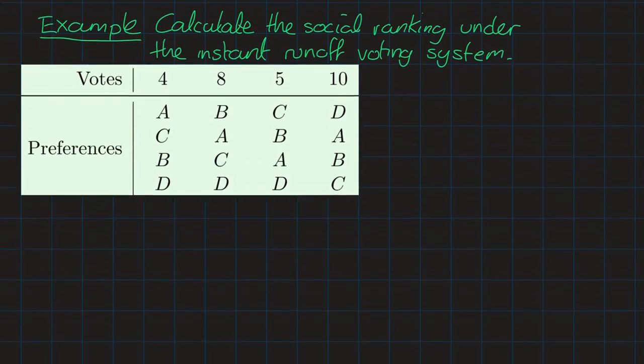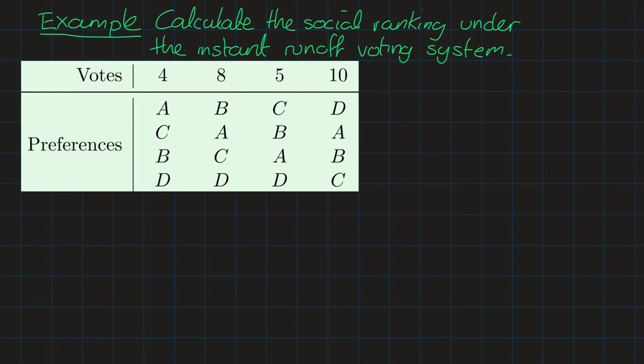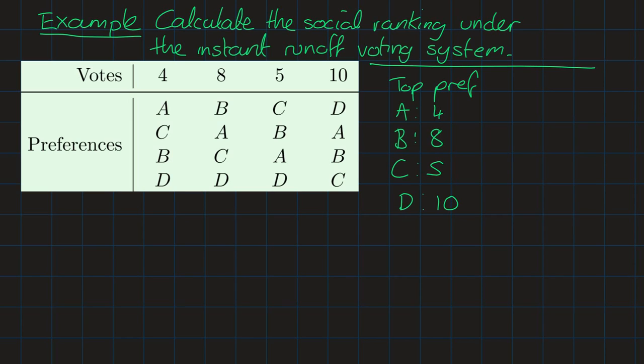Let's move on to a more complicated example. Same question: calculate the social ranking under the instant runoff voting system. This time we have four alternatives, so the instant runoff might not be the same as the two-round runoff. Let's begin. I want the number of top preference votes. A gets 4, B gets 8, C gets 5, D gets 10. This means that I eliminate A, and just A.